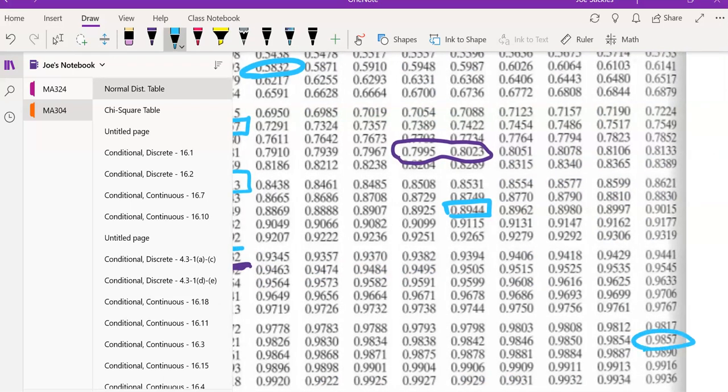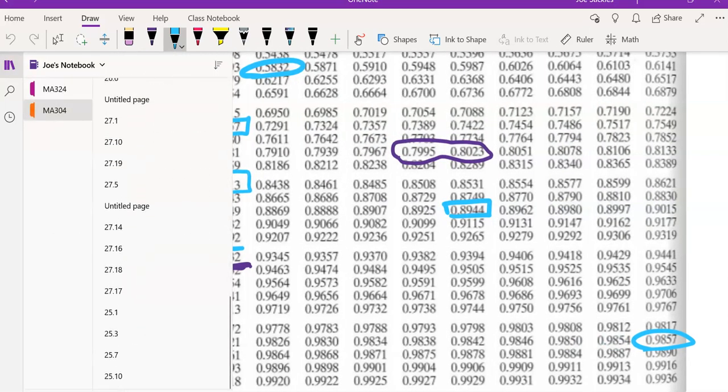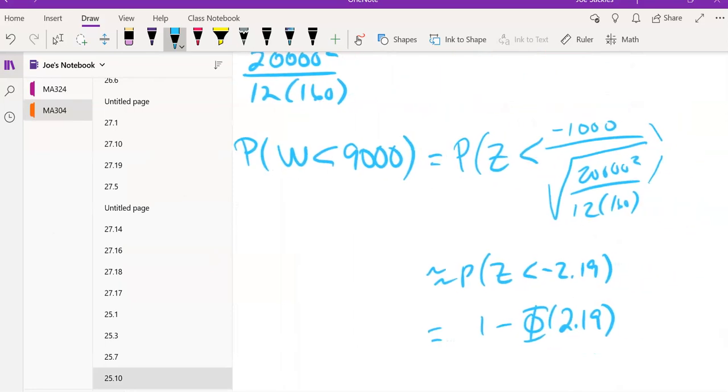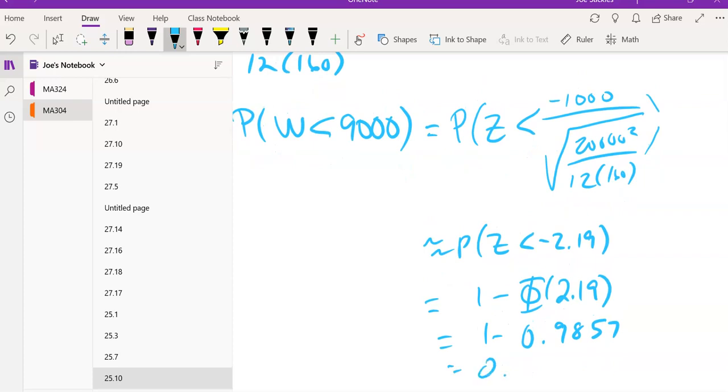Okay, 1 minus the capital P, so it's 0.9857. Is that what it was? I don't know, I'm asking too. Yes. All right. Those problems okay?